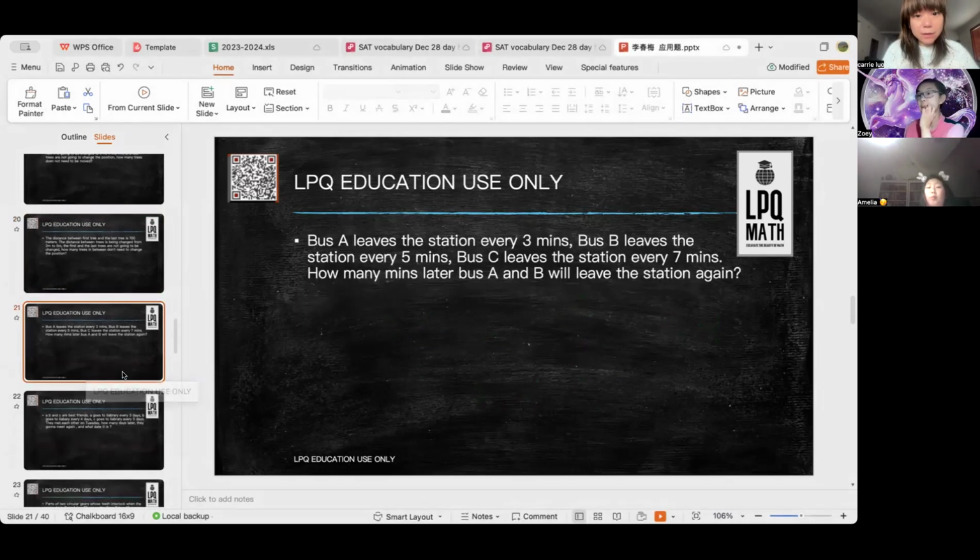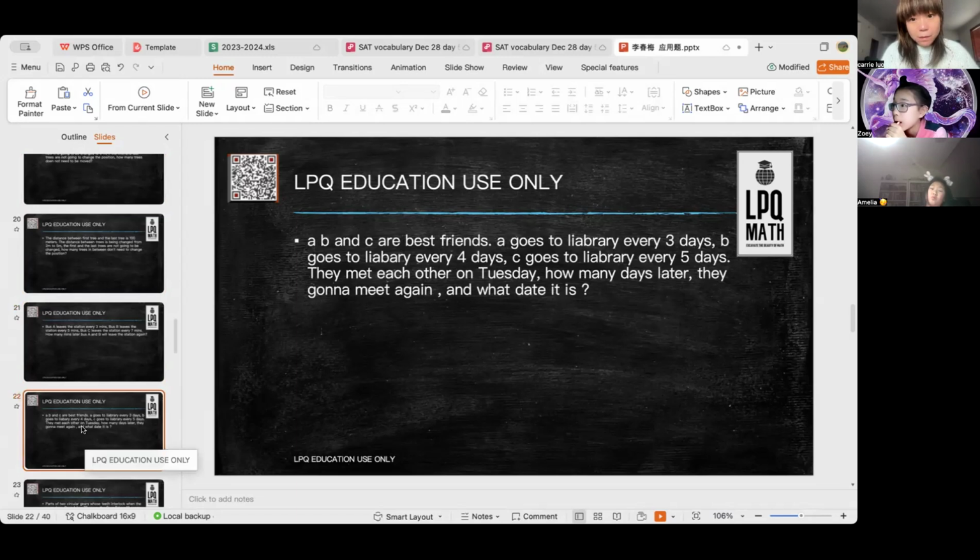Okay, so let's take a look at the next one. Bus A leaves the station every 3, bus B stops every 5, bus C leaves every 7. How many minutes does A and B? We won't do this one, it's the same as the previous one. Okay, so let's take a look at this one.